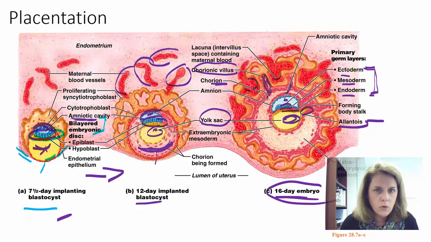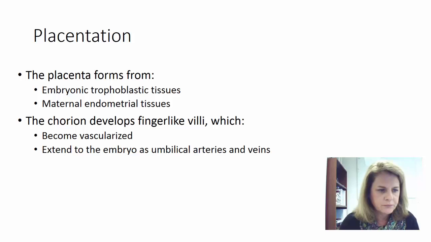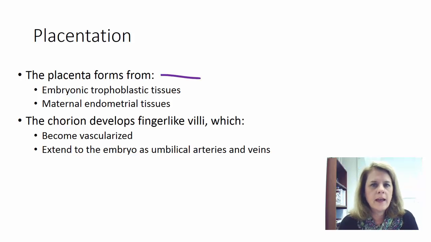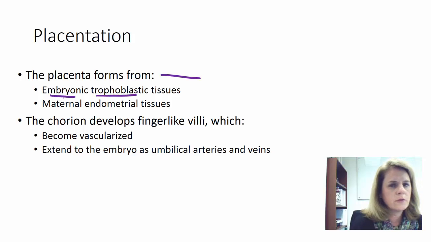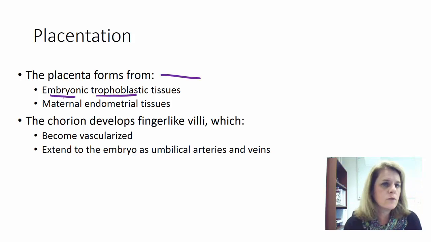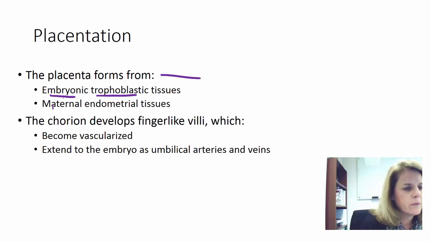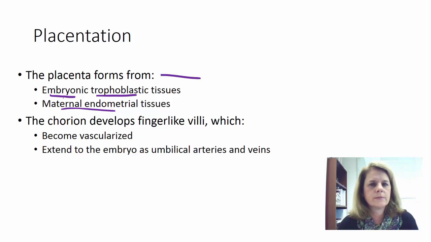Now, there's no actual organs being formed. We've just laid the groundwork, and we've laid the groundwork for the formation of a placenta. So placentation is the actual making of the placenta, and the placenta is made from both the mother and the baby. From the embryonic tissue, it's those trophoblasts that are going to form the embryonic portion of the placenta. And then from the mother, it's endometrial cells, okay?